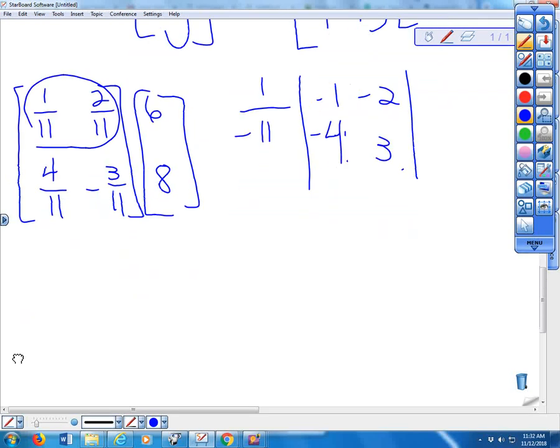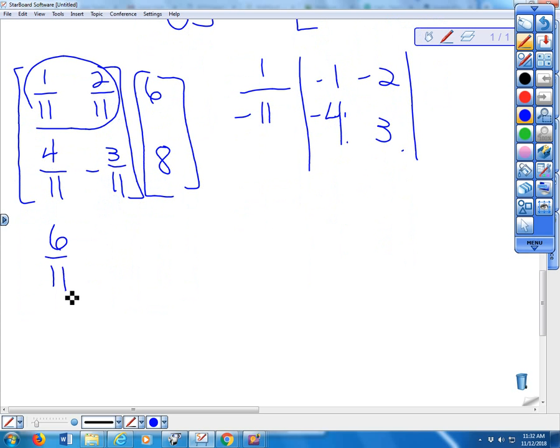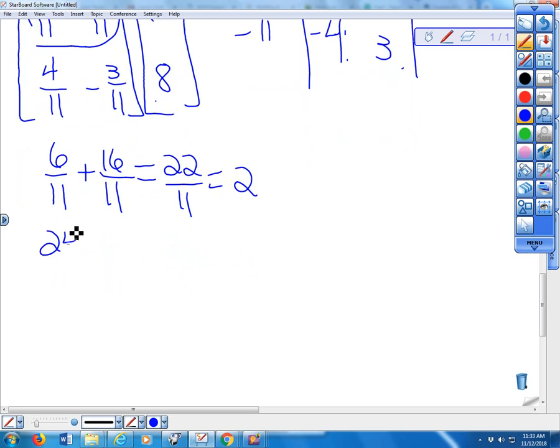1/11th times 6 is 6/11ths, plus 2/11ths times 8 is 16/11ths, which is 22/11ths, which is 2. So x is 2. When I multiply this, 4/11ths times 6 is 24/11ths, and minus 24/11ths.